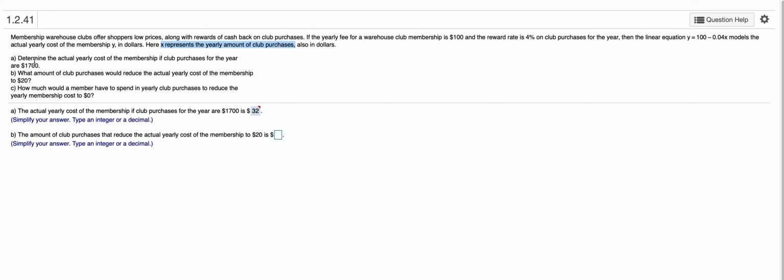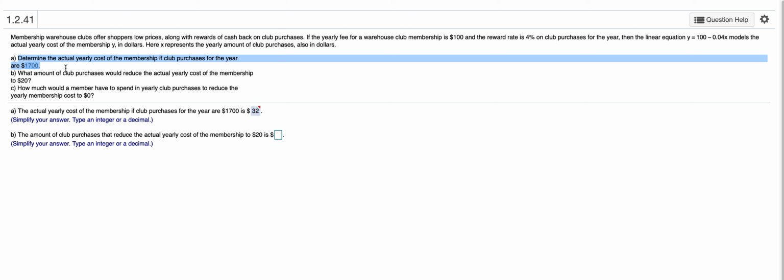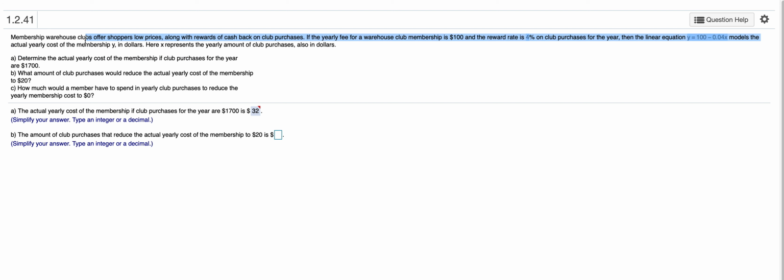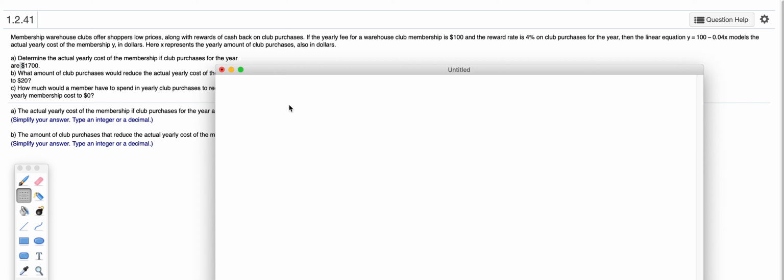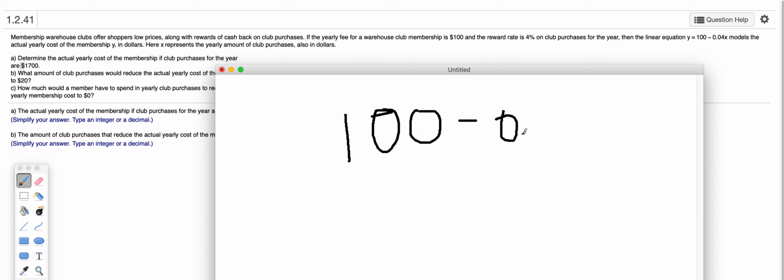So in A, it says determine the actual yearly cost. Well, actual yearly cost is Y, so I'm looking for Y. If the club purchases for the year are $1,700, I'm just going to plug in for X. It's going to be 100 minus 0.04, and when we replace for a variable, it's a best practice to do that in parentheses.